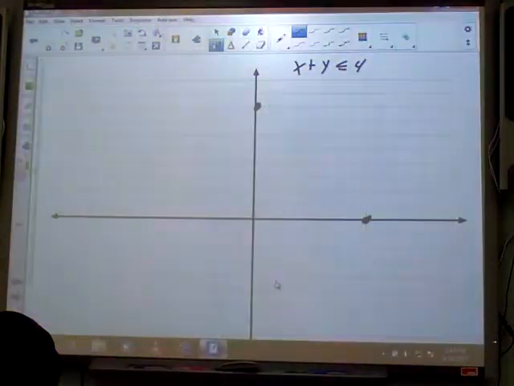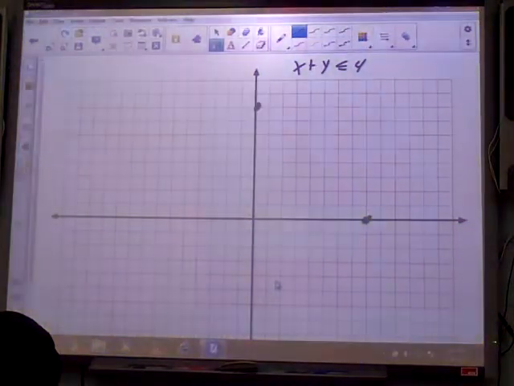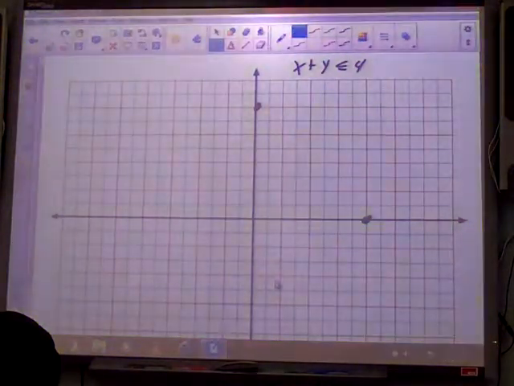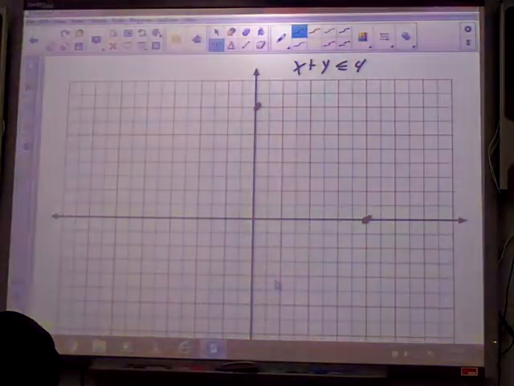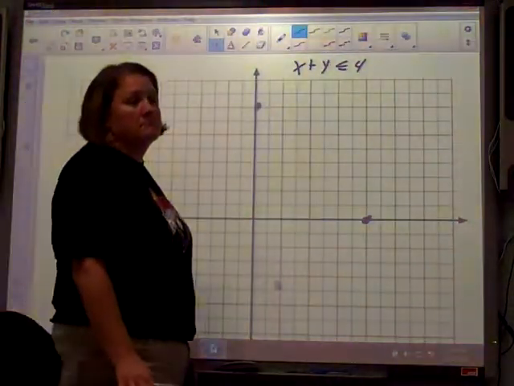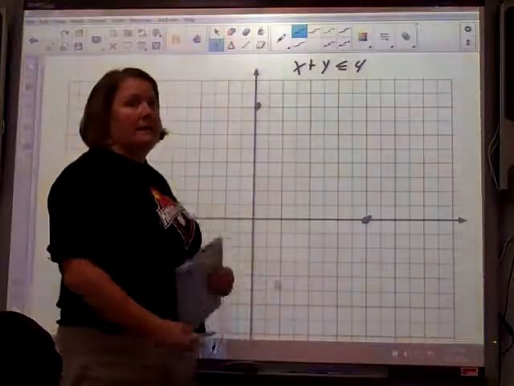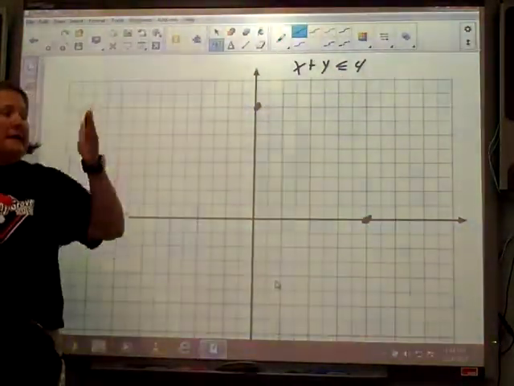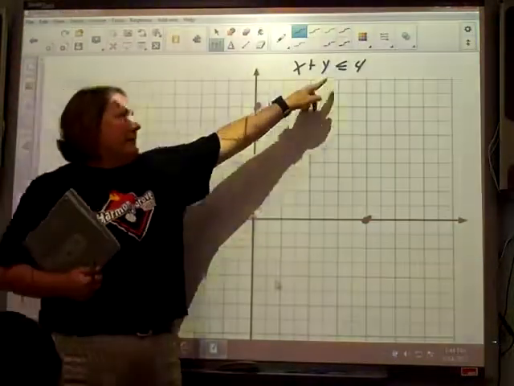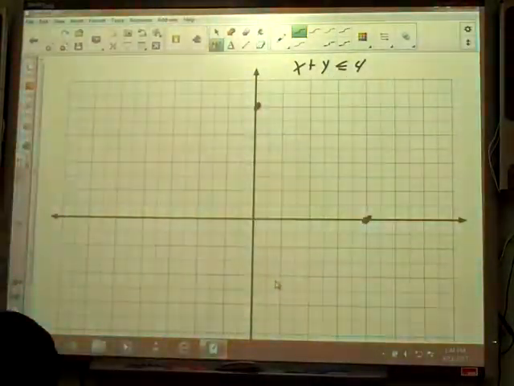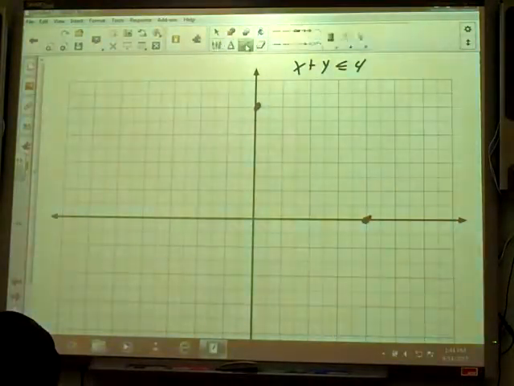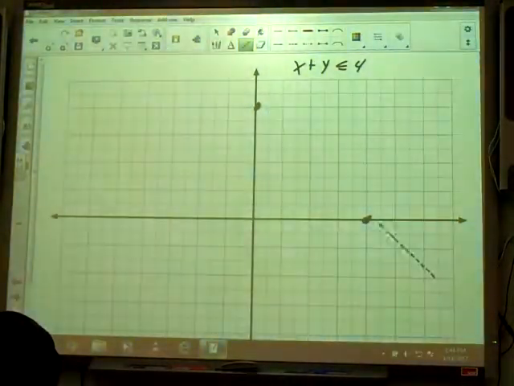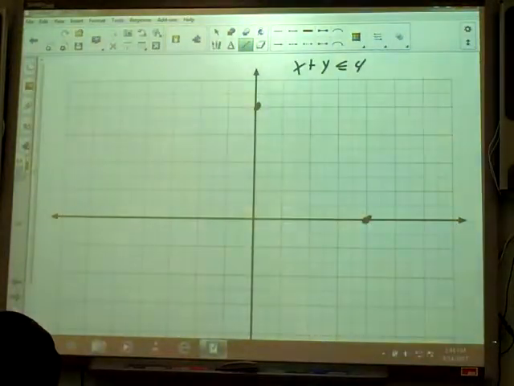Now, I haven't drawn my line yet for a reason. I want you to think: should I draw my line as a solid line or a dashed line? Solid, because we've got the equal bar underneath it. If it's just greater than or less than, we're going to have a dashed line. If it's got the equal bar underneath it, it's going to be solid. So I can connect them now with a solid line. Oh, and there I picked a dashed one. I had that from last time, I guess.